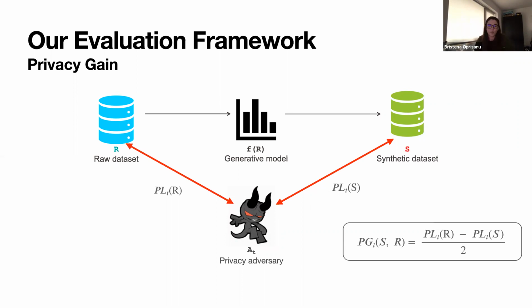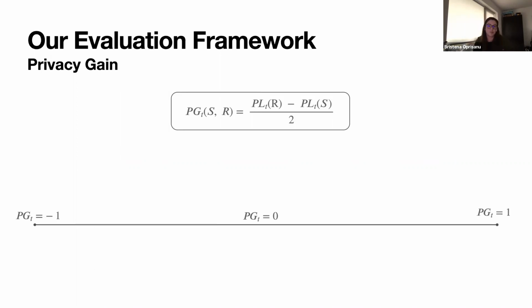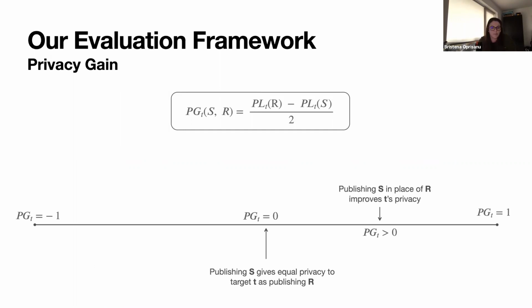And thus, we use those two metrics in order to compute the privacy gain, which we computed as the difference between the privacy loss given by the raw data set minus the privacy loss given by the synthetic data. And we factor this by 2, such that the privacy gain will have a value between -1 and 1, where if the privacy gain is 0, it means that publishing the synthetic data gives equal privacy to the target as publishing the raw data.